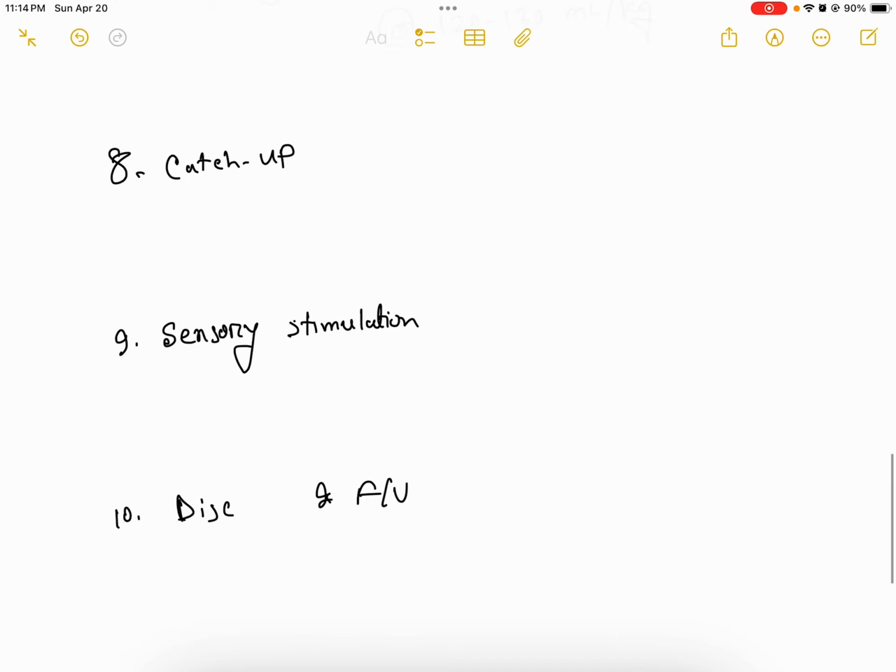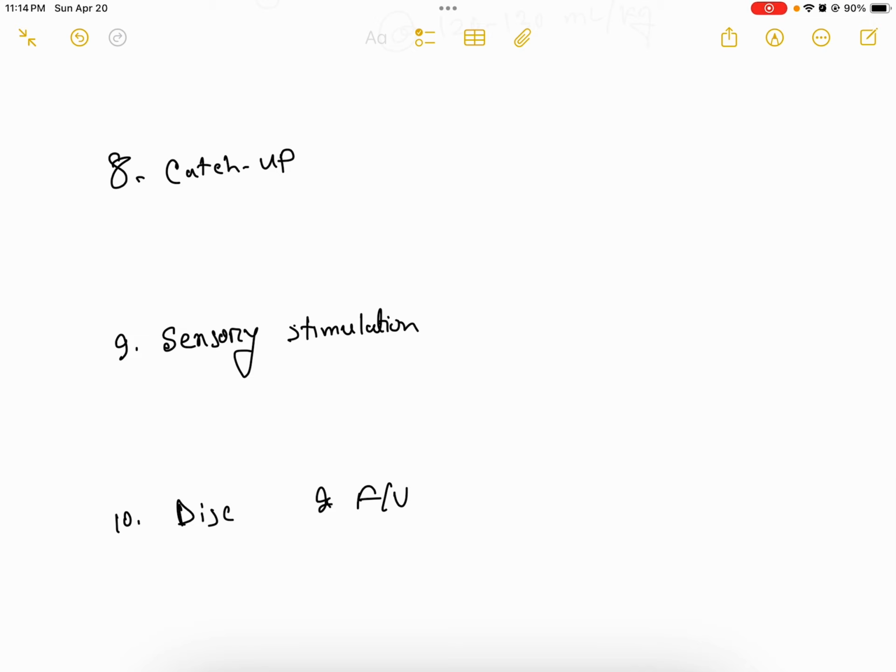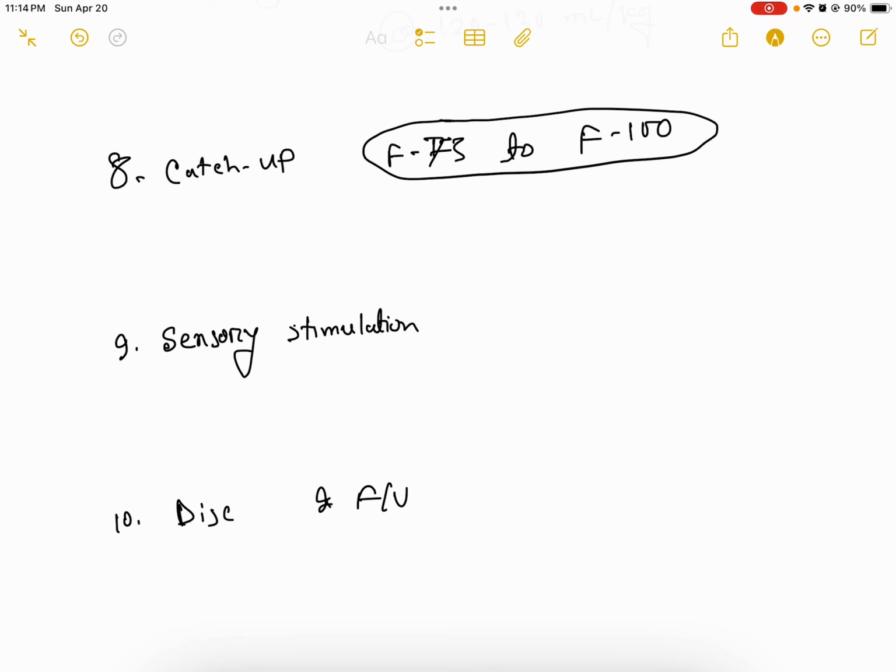Step 8, aim for catch-up growth. About 1 week after admission, when appetite returns and edema disappears, switch from F75 to F100 therapeutic milk. Weight gain should be monitored to assess response.